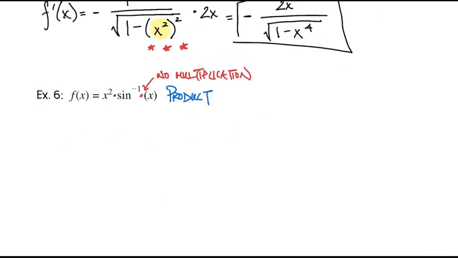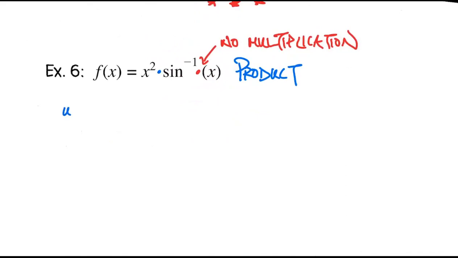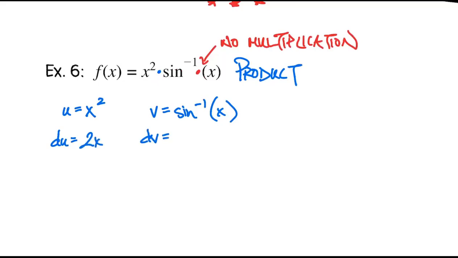So if I set up my product rule, u equals x squared, v equals inverse sine of x. All right, I know we know du is 2x. What do we know dv to be? Ooh, super close. How do we modify? Yeah, there we go. 1 over the square root of 1 minus x squared.